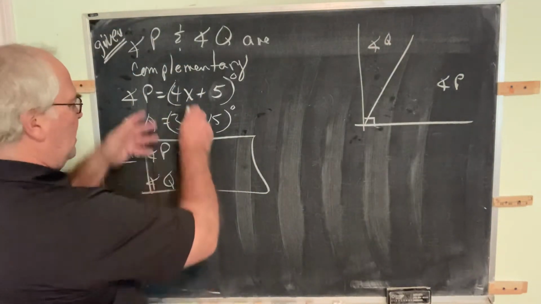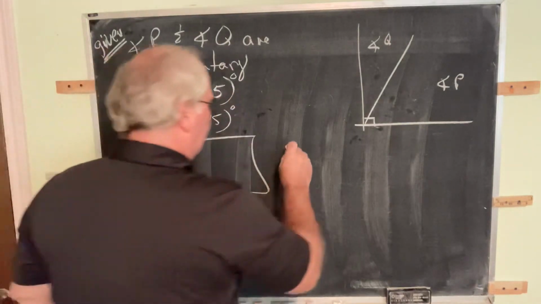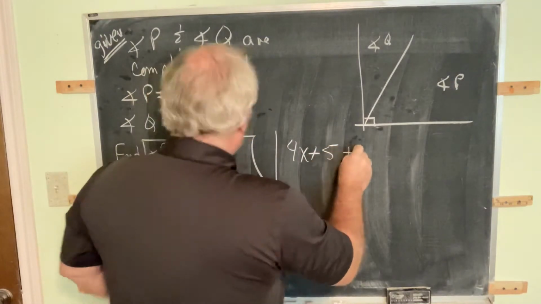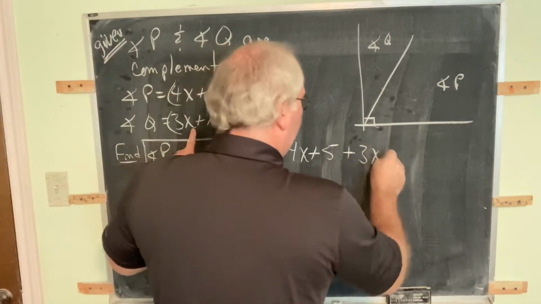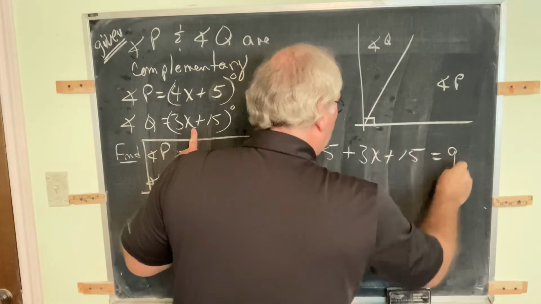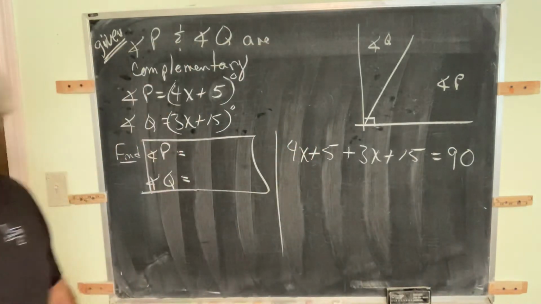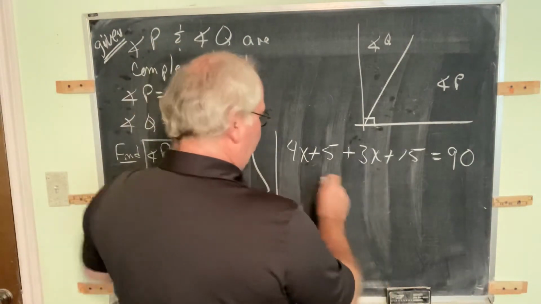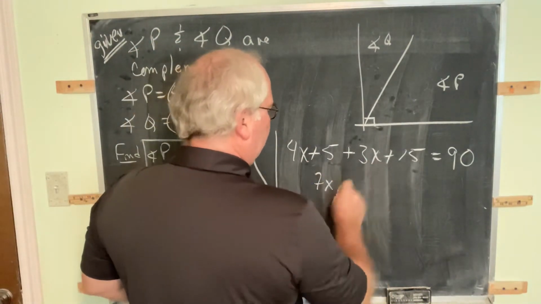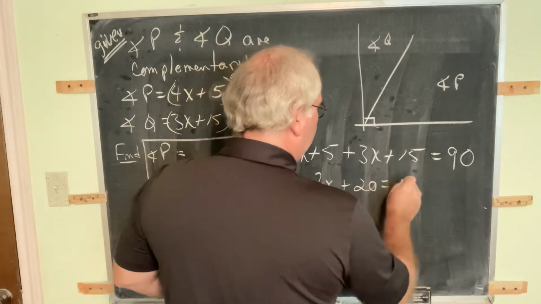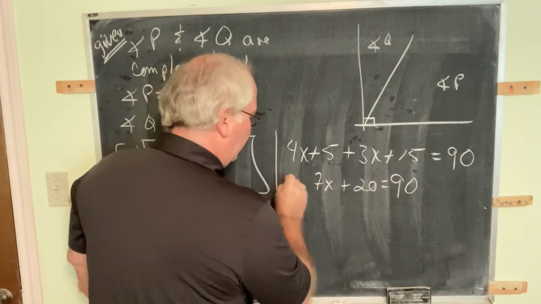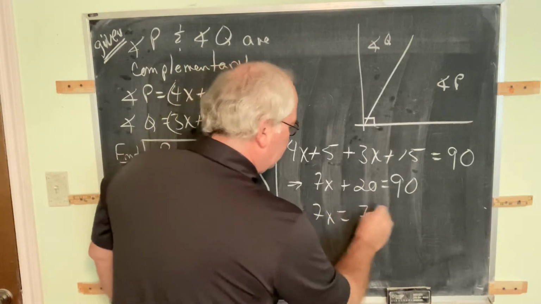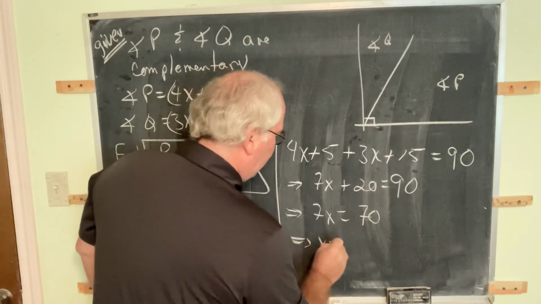What we do know is this. If you add these two numbers together, 4x plus 5 and the other is 3x plus 15, we know that total is 90. And so what do we have out of that? We have 7x plus 20 is equal to 90. And that implies 7x is equal to 70. That gives us x is equal to 10.